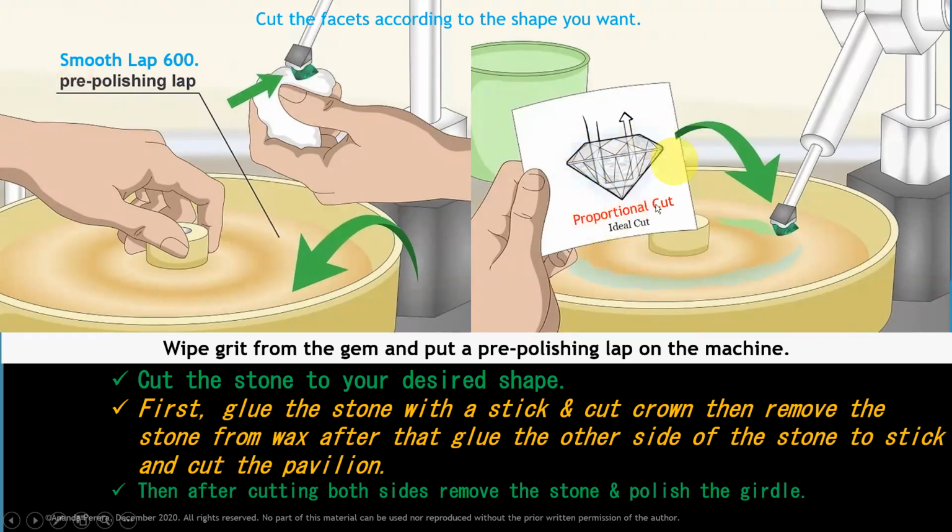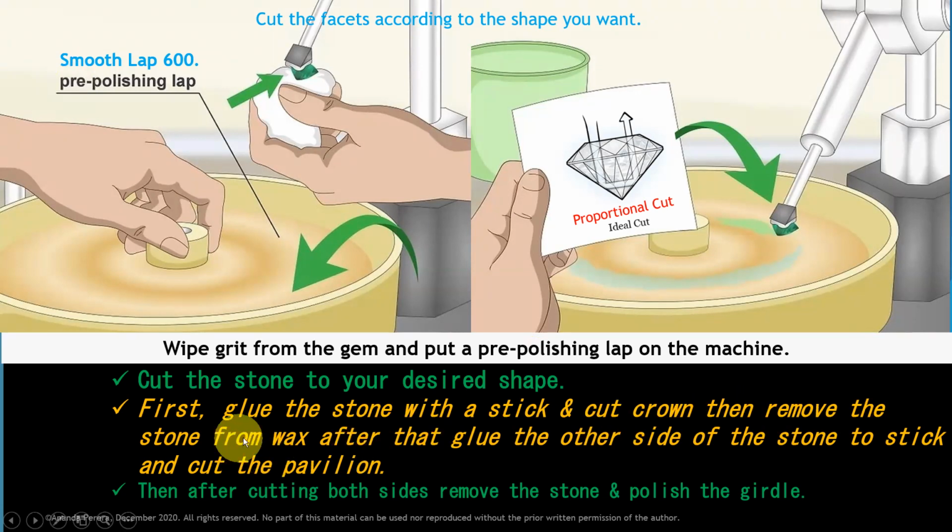You have to think about the proportional cut always. This is the cut I need to finish. Wipe grit from the gem and put a pre-polishing lap on the machine. Next step, cut the stone to your desired shape. First, glue the stone with a stick and cut the crown.